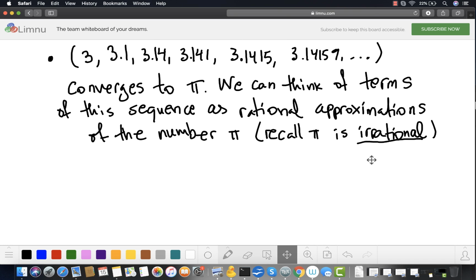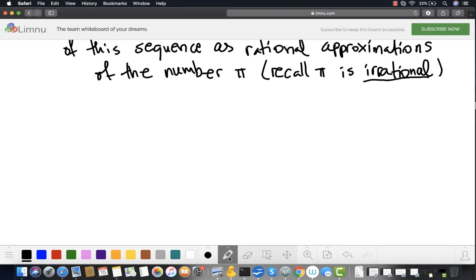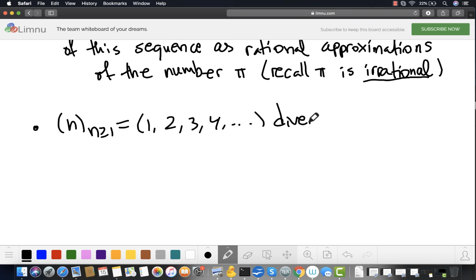And so what are some examples of sequences that do not converge? Here's one. If you look at the sequence where the nth term of the sequence is n. We've seen this sequence many times already today. This diverges because as n gets bigger and bigger, there's no number L that the sequence approaches. The terms just get bigger and bigger.